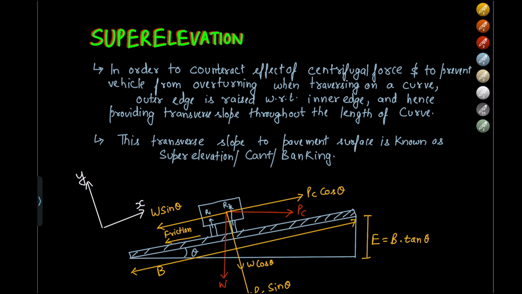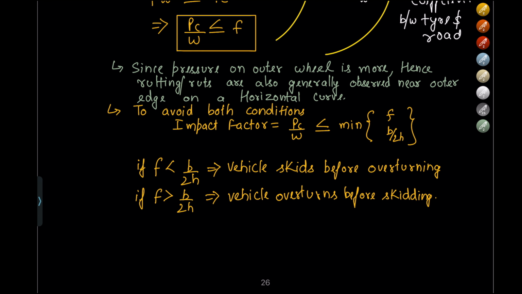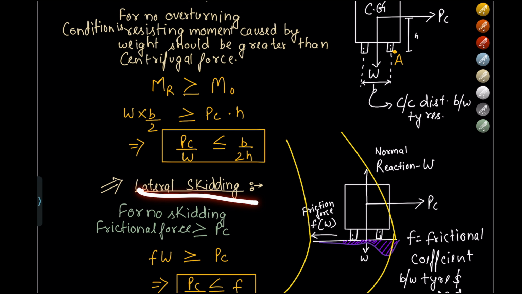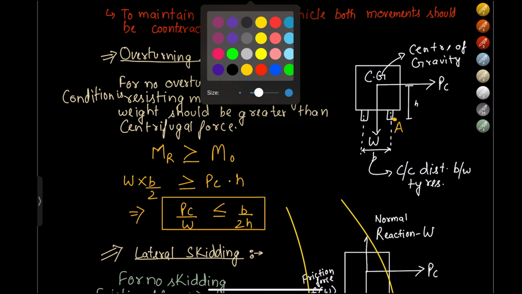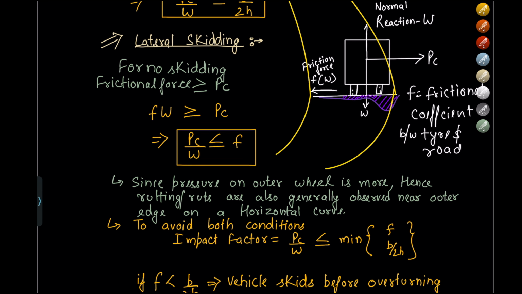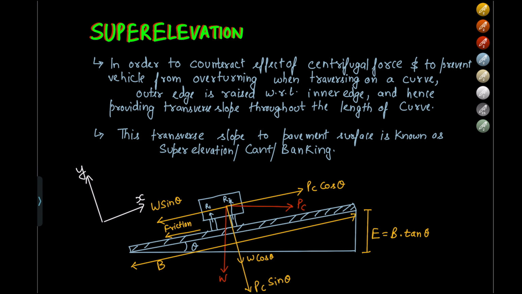Hello, good morning everybody. So today we are going to study about super elevation. As we have already studied about the different forces, the overturning effect as well as lateral skidding that occurs on the vehicle when it is moving on a curved road or a horizontal curve. So overturning effect will be taking place and lateral skidding will be taking place. So in this video, we are going to study about super elevation.